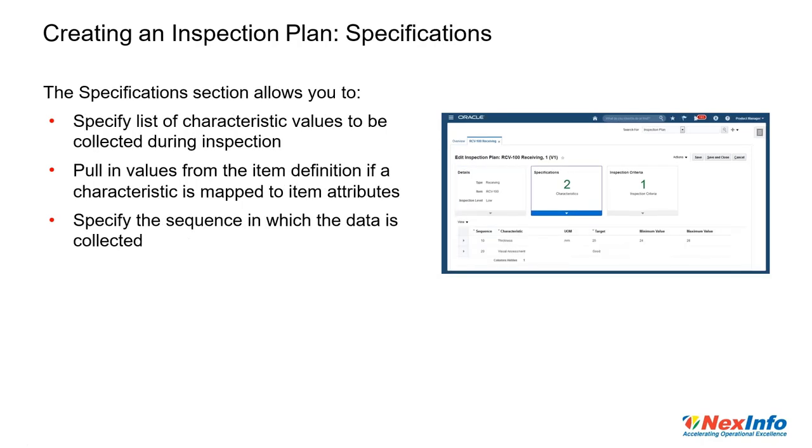On the specifications side of the plan, you list all the characteristics values to be collected during the inspection. You can pull in values from the item definition if a characteristic is mapped to item attributes, or you can have a non-item characteristic as we explained earlier. You can put any of them in your specifications, and then you specify the sequence in which the data is supposed to be collected.